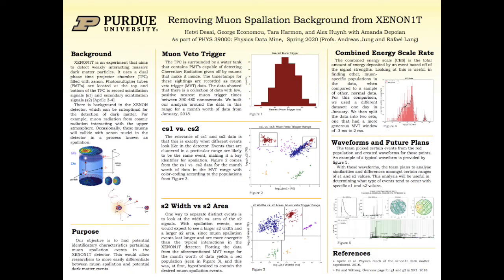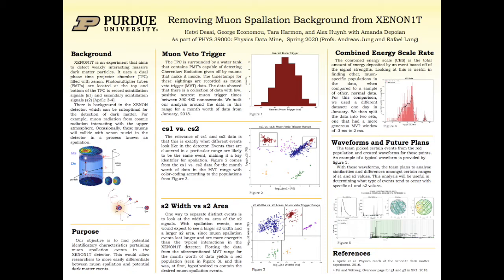There tends to be a lot of background in the xenon detector, which can be suboptimal for detection of dark matter. Many types of particles that can interact in the detector can cause this background, including muons. This muon radiation comes from cosmic radiation interacting with the upper atmosphere. Occasionally, the muons will collide with the xenon nuclei in the detector in a process known as spallation, which is depicted below. Our objective is to identify characteristics of spallation events in the XENON1T detector and to filter out the background. This will help in easily differentiating between muon spallation and potential dark matter events.